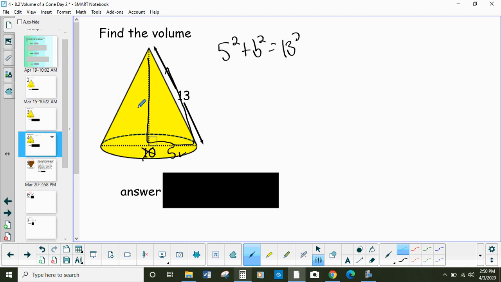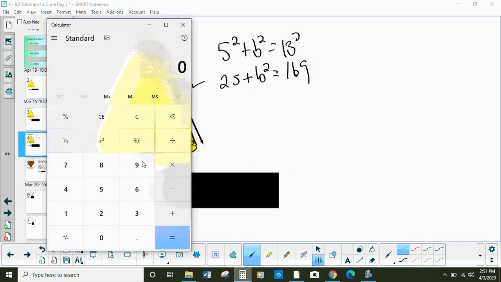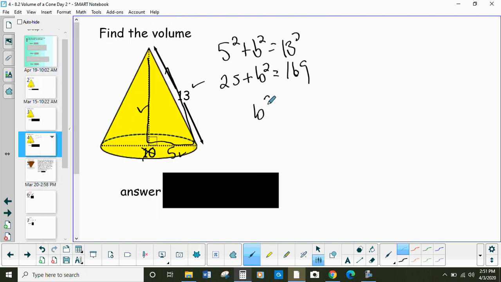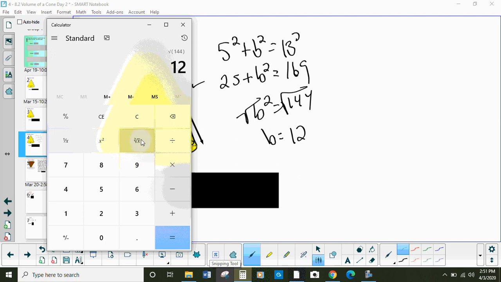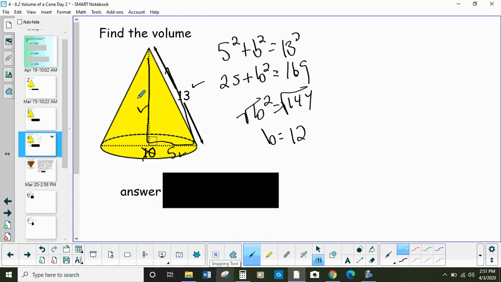Leg squared plus leg squared equals hypotenuse squared, okay? So we got 25 plus b squared equals 13 squared, which is 169. You just grab your calculators, okay? And we go 169 minus 25 to solve this equation. We get b squared is 144, and when we take the square root of both sides, the square root of 144 is 12. So in your calculators, you would just hit the square root button to get that 12. So this height over here is 12 units.